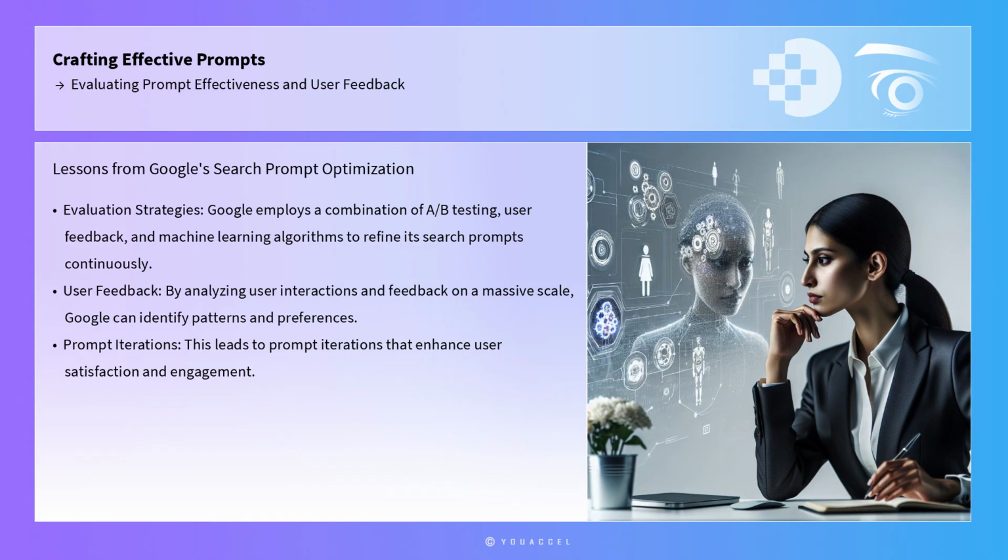Case studies offer valuable lessons in evaluating prompt effectiveness and utilizing user feedback. One notable example is Google's approach to optimizing its search engine prompts. Google employs a combination of A/B testing, user feedback, and machine learning algorithms to refine its search prompts continuously. By analyzing user interactions and feedback on a massive scale, Google can identify patterns and preferences, leading to prompt iterations that enhance user satisfaction and engagement. This case illustrates the power of integrating multiple evaluation strategies and feedback mechanisms to create highly effective prompts.